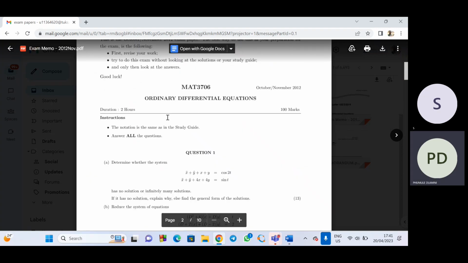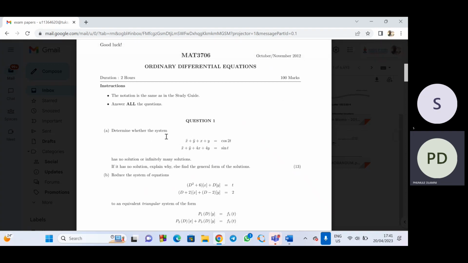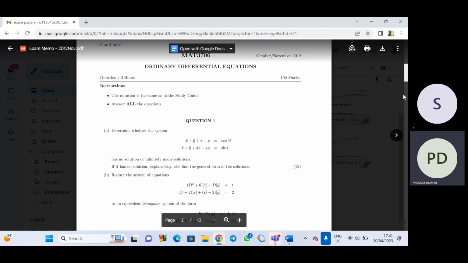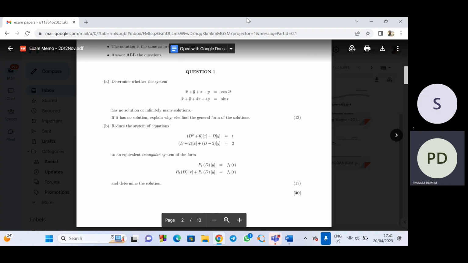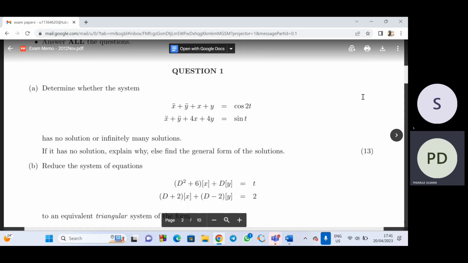So here there is a tutorial letter. In this tutorial letter, it says question 1, determine whether the system has a solution or infinitely many solutions. If it has no solution, explain why. Else find the general form of the solution. So let me see if I can enlarge this. Okay, I can enlarge this. So let me download this paper so that I can write on top of it.